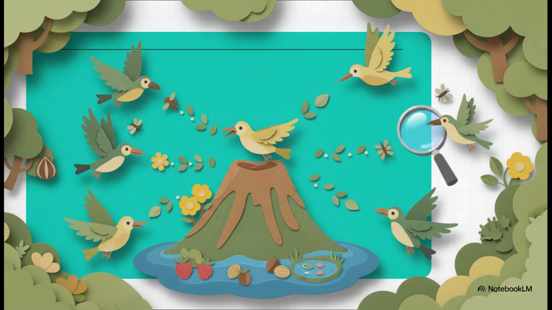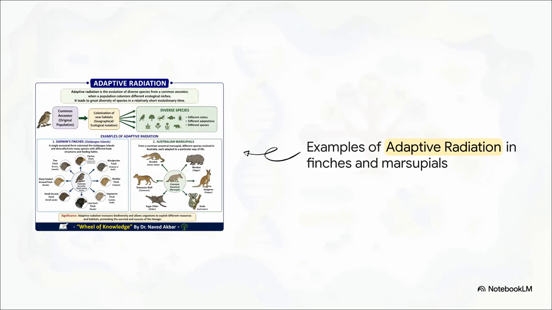Imagine one species arriving on a completely isolated island, finding tons of different unused resources. The species rapidly diversifies to use all of them, which creates a huge diversity of species in a relatively short evolutionary time frame. And here are two of the most legendary examples of this in the real world.